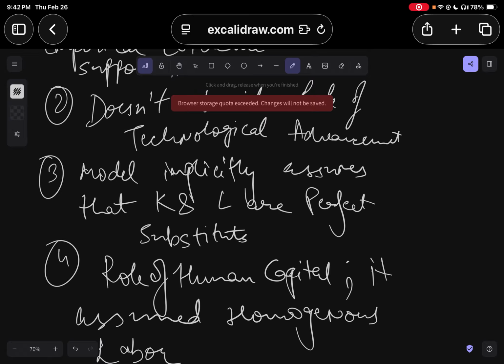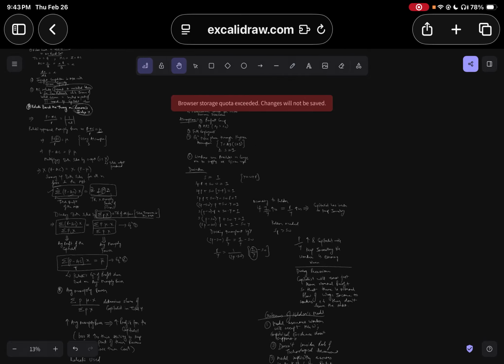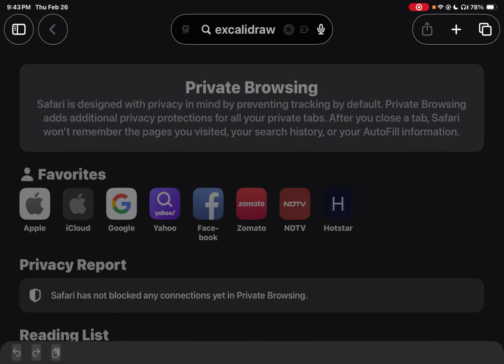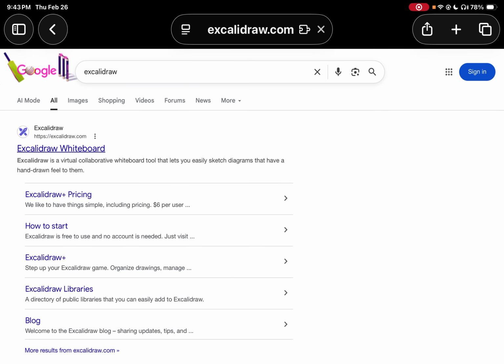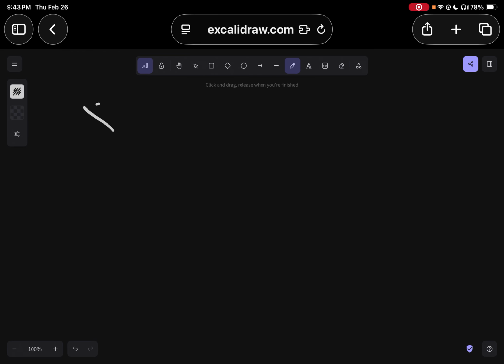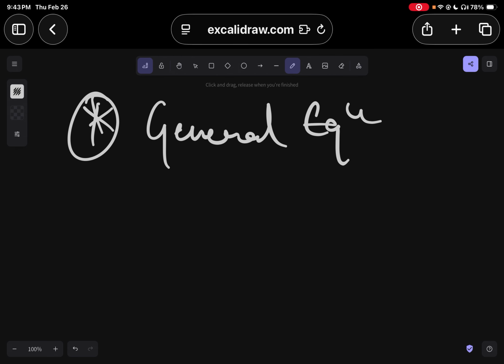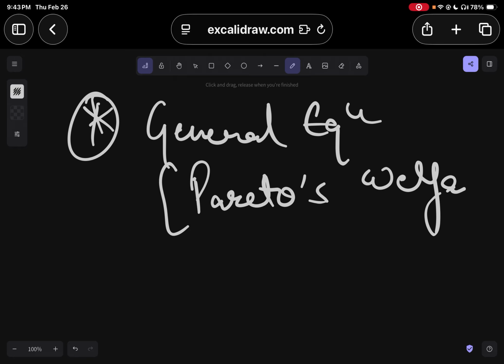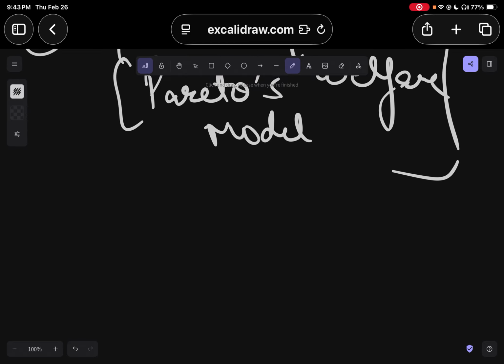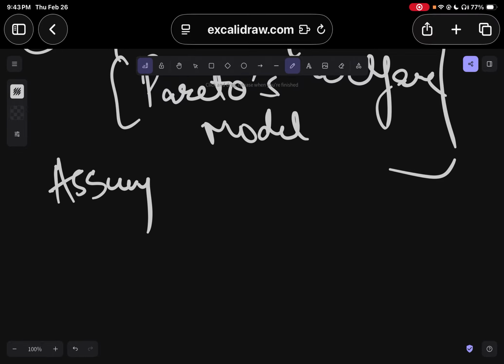Now, moving on to general equilibrium. In general equilibrium, which is Pareto's welfare model, here we will have production Edgeworth box, consumption Edgeworth box, and so on. So, first we go into the assumptions.